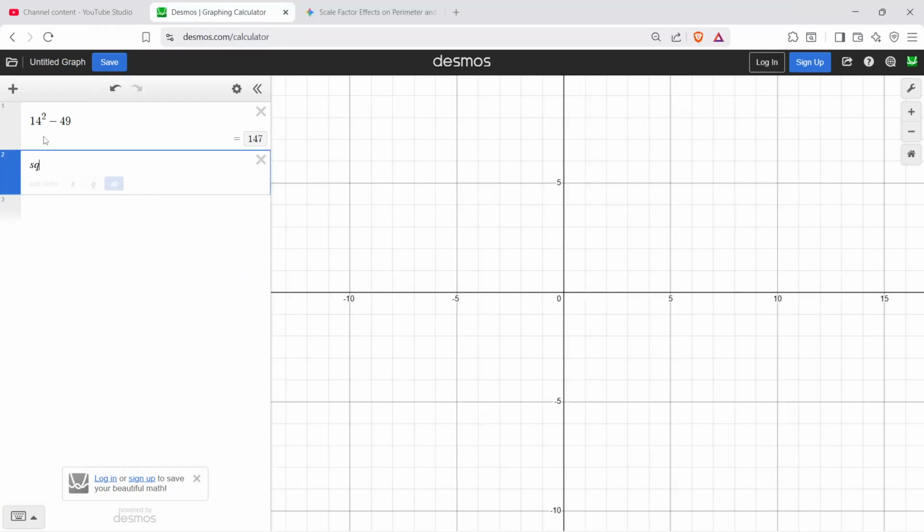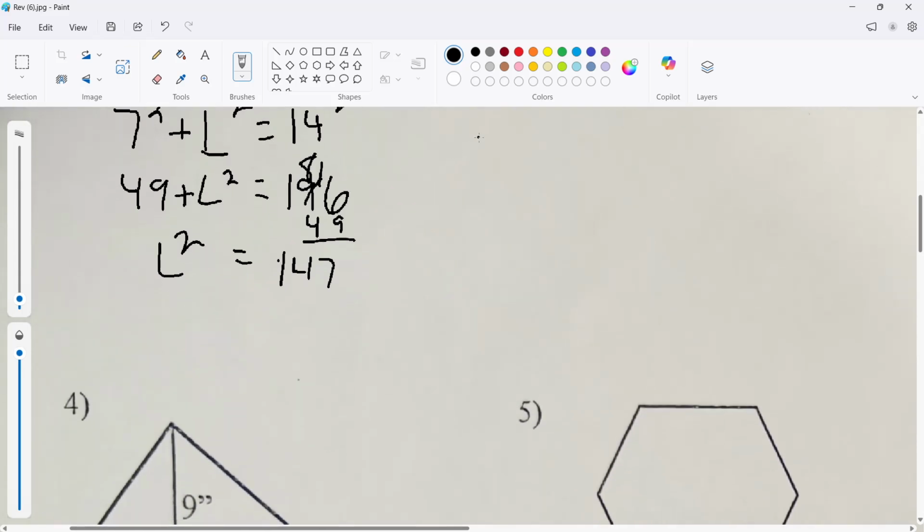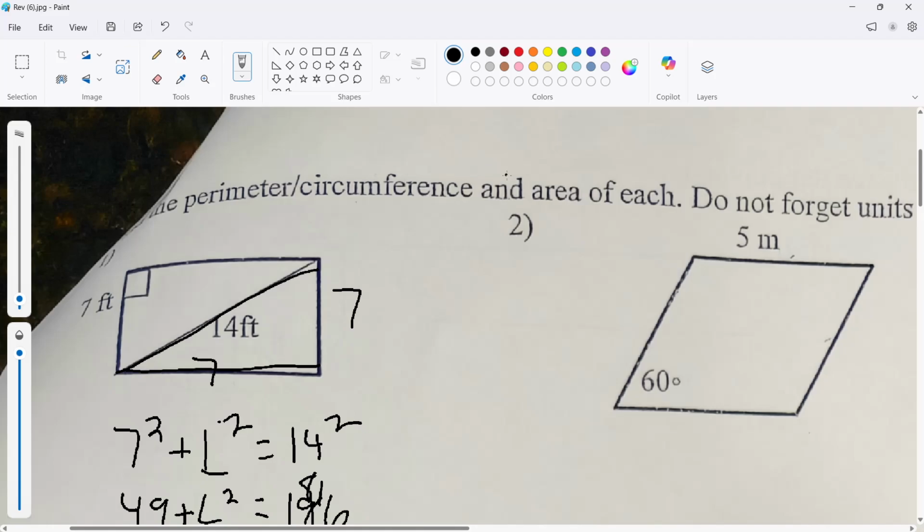147. Well, I'll do the square root. Oh, okay, that's not going to be an even number. I can fix that. L equals the square root of 147. And what is that? 3 times 49. Okay, so that's 7 square root of 3. So the length is 7 square root of 3. And now I'm done because the perimeter is just 14 plus 7 square root of 3 plus 7 square root of 3, which is 14 square root of 3, and this is feet, whatever that comes out to.